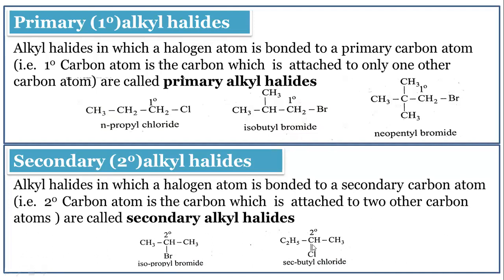See, in this example also, chlorine is attached to the carbon atom and this carbon is secondary because this is bonded to this first carbon and this second carbon. So the name is secondary butyl chloride and this is isopropyl bromide.